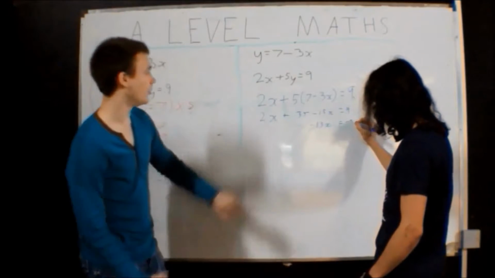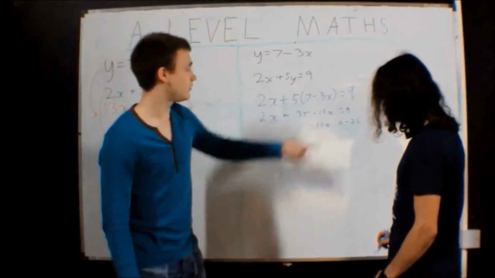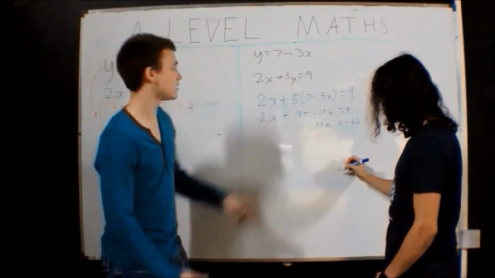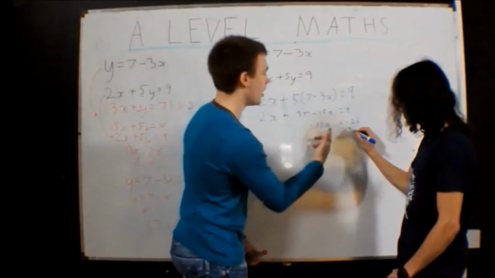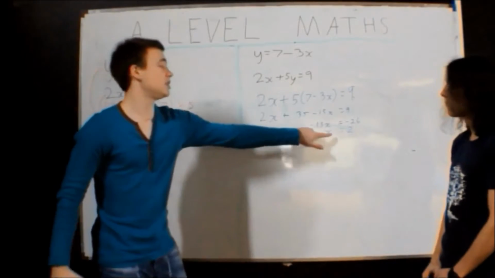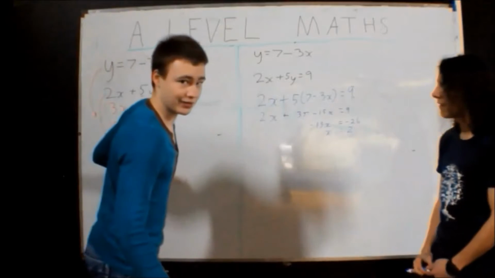Now, simplify it all down. You've got 2x minus 15x is minus 13x. You've got 35 on this side, 9 on that side. Take it over, you've got minus 26. So x equals 2, which is good news because that's what we got here.